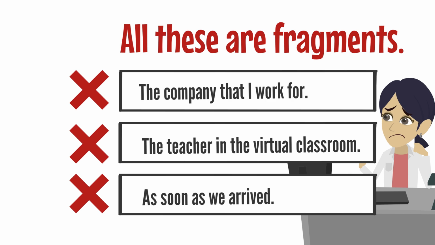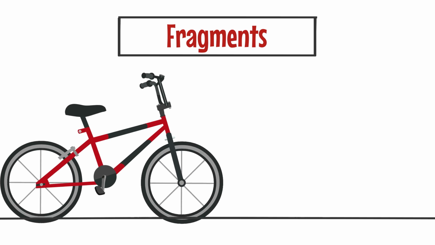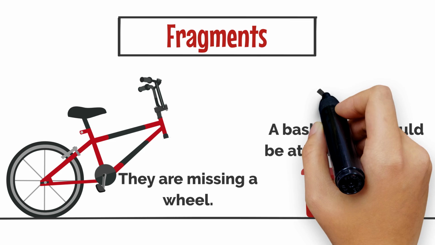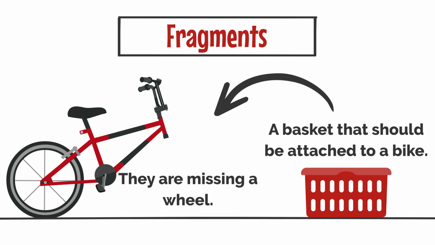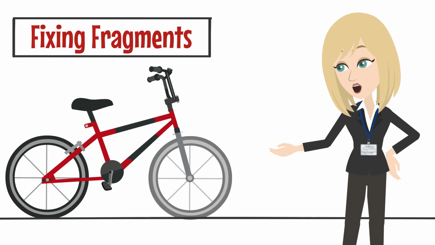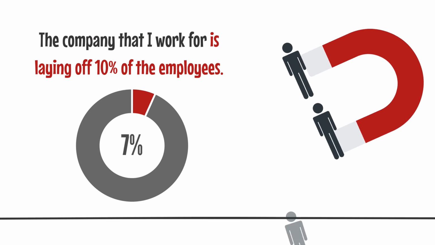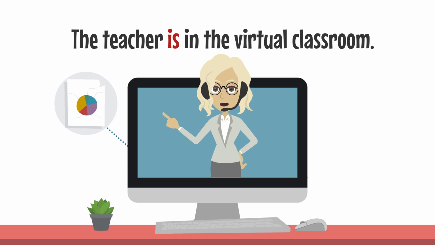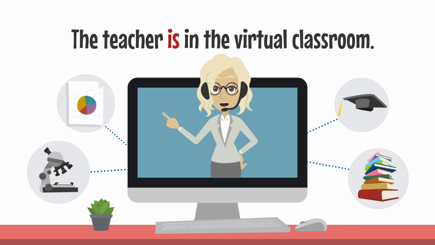You're right. All these are fragments. They are missing a wheel or they're just a basket that should be attached to a bike. To correct them, we need to add a second wheel. The company that I work for is laying off 10% of the employees. The teacher is in the virtual classroom.